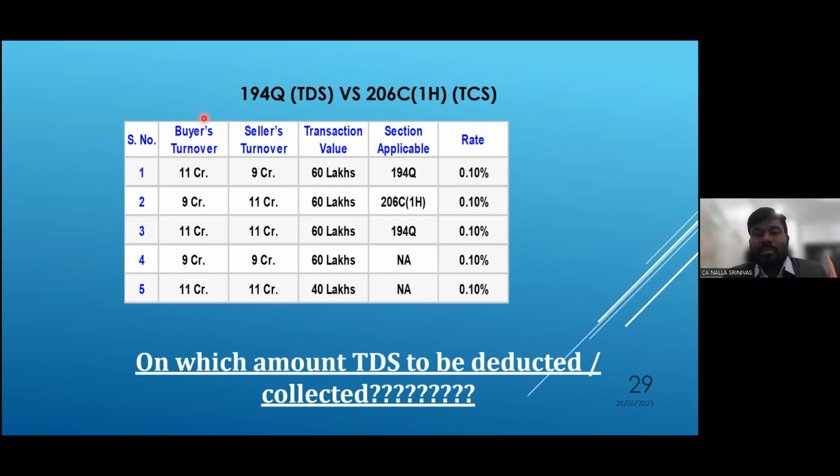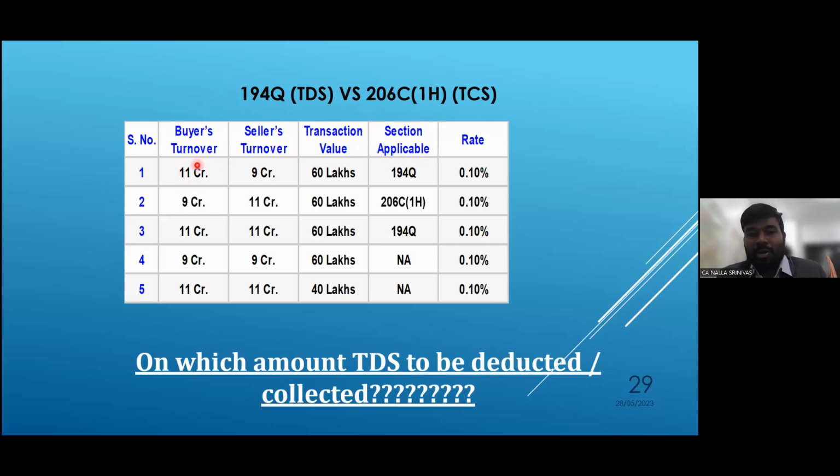Sorry, I was under the impression I'm presenting this. So here, if you see buyer's turnover, if you're not seeing something, you can chart it here. I'm under the impression I was presenting this.